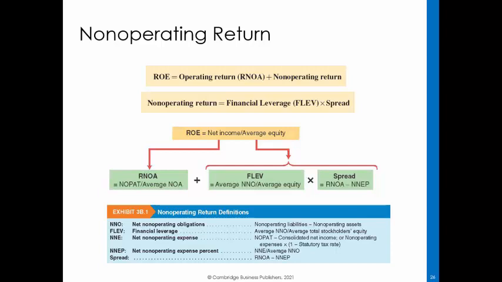This means that return on equity can be disaggregated into return on net operating assets plus financial leverage times the spread. We see that the ratio definition of financial leverage here differs from the definition in the ROA disaggregation. The main distinction is that FLEV uses net non-operating obligations in the numerator instead of total assets. The slide shows the non-operating return definitions.